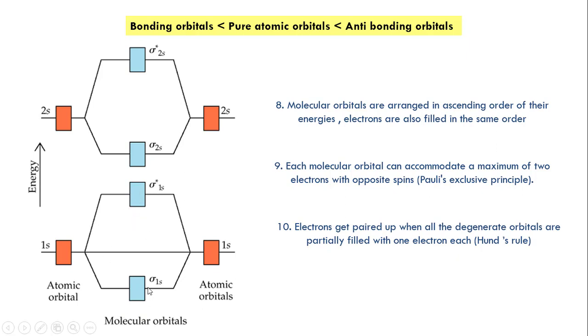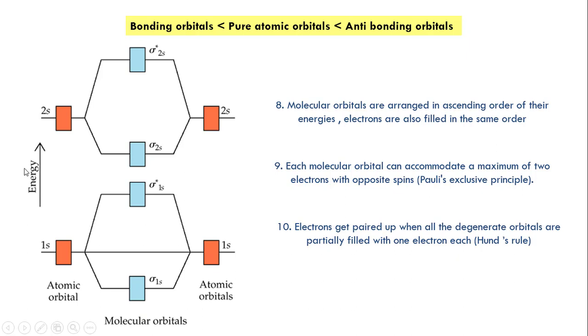That is the reason we have to show molecular orbitals with sigma and pi, right? So this sigma 1s orbital has a lower energy than the 1s orbital, the pure atomic orbital of the atom. So this is as per energy. We must not forget this. This is the energy level diagram. So we should not forget this arrow, and we have to write energy over here.